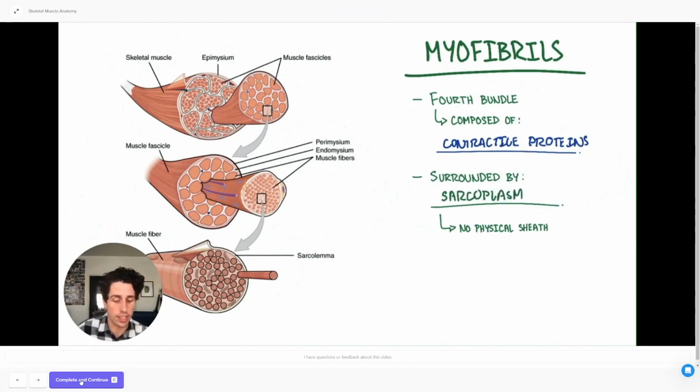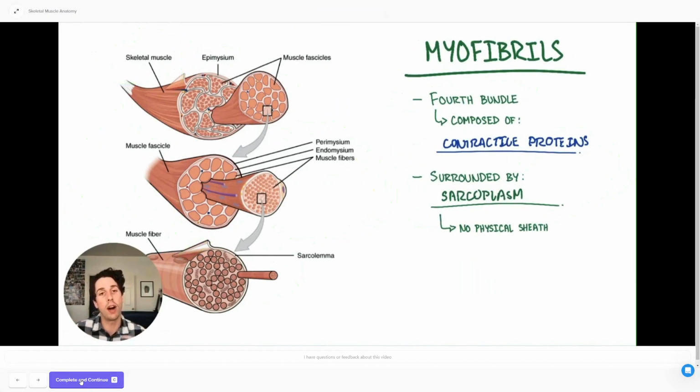And as we can see, with the skeletal muscle as well as the muscle fiber, there's an actual kind of sheath that surrounds them. We can see those here and right here. But with the myofibrils, there's not actually a sheath. It's just that cytoplasm-like substance known as the sarcoplasm.